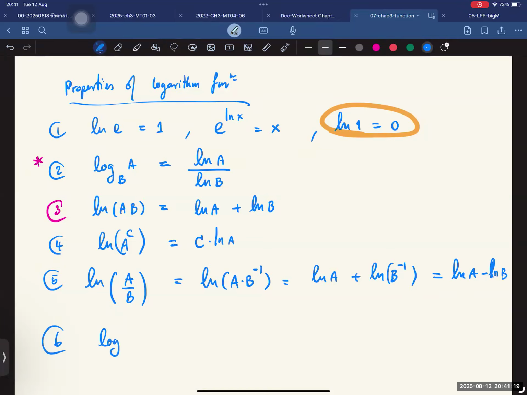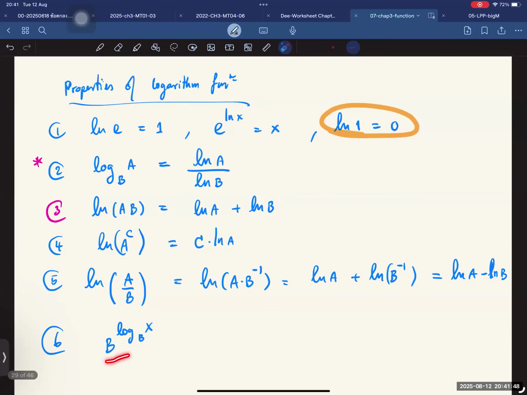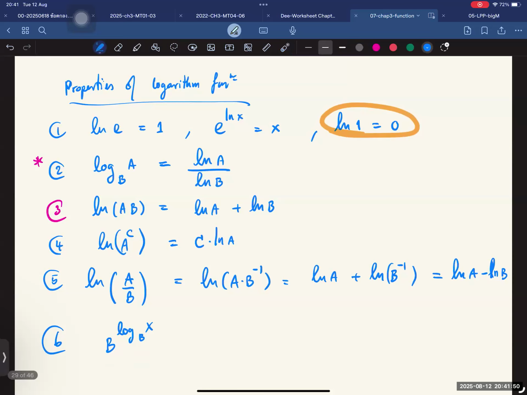Okay, number 6. b to the log of x base b. Here b is an exponential function, and the log is its inverse function. So b to the power of log base b cancels out, and we get only x. It's like this property. It's difficult to apply the exponential, so just remember the form like that.